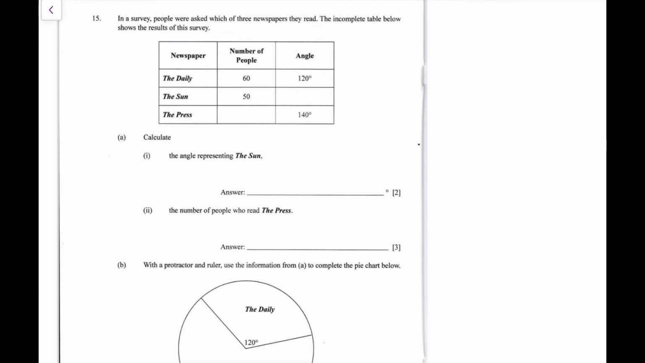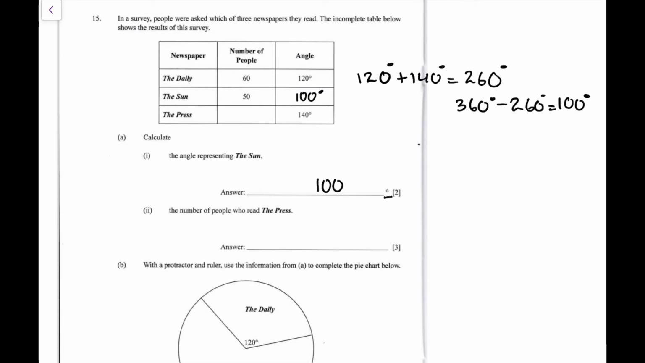Alright, and so we have the angle representing the Daily as 120, and the angle representing the Press as 140. And if we add both those, we'll have 260 degrees. And if we subtract 260 from 360, we'll get 100 degrees. So the angle representing the Sun is 100 degrees.